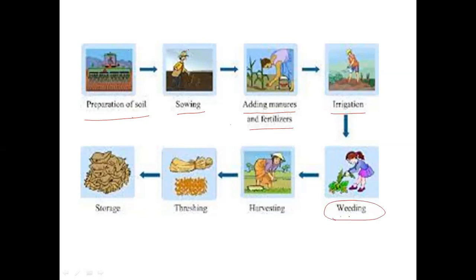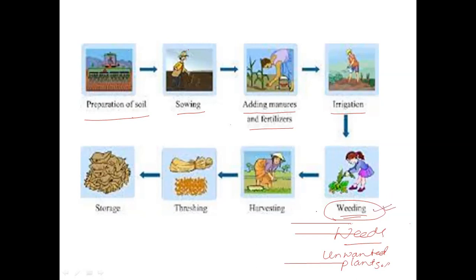What are the weeds? Weeds are unwanted plants on our land. Along with our main crops, there are some wild plants that grow on the land. That needs to be removed from the land. The process of removing is called weeding.